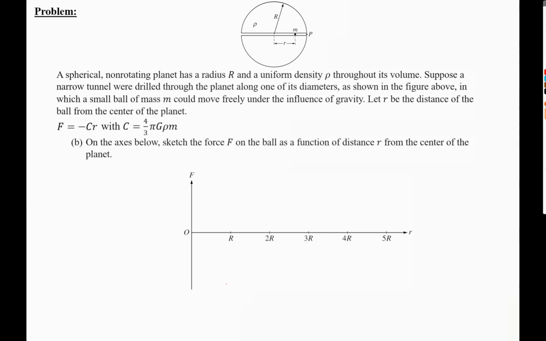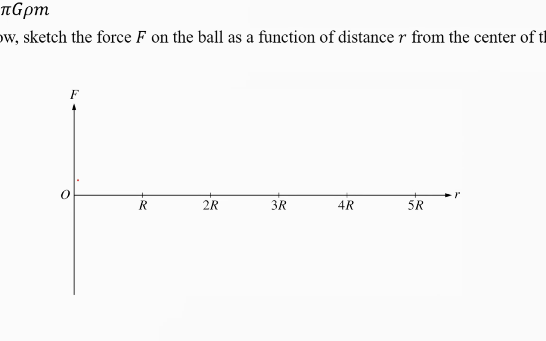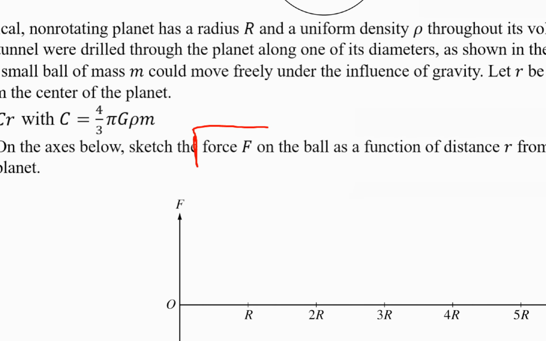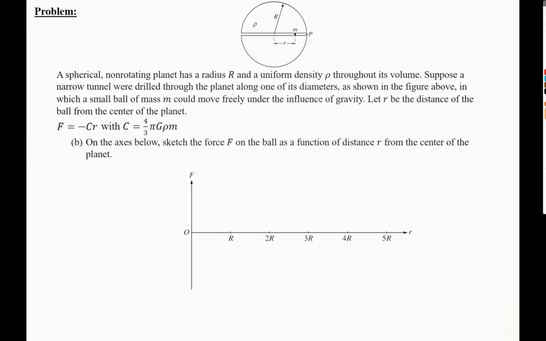On the axis below, sketch the force on the ball as a function of distance r from the center of the planet. We know that outside the planet, the curve would be hyperbolic. Inside the planet, it would be linear. So we expect that inside the planet, it would be something like that, and outside the planet, it will decay away from the planet. But notice that we're interested in sketching the force and not the magnitude. So it would be negative, and it has the following form. This is linear inside the planet, and hyperbolic outside the planet.